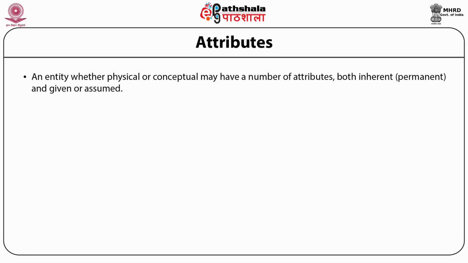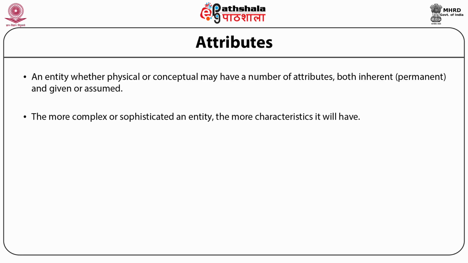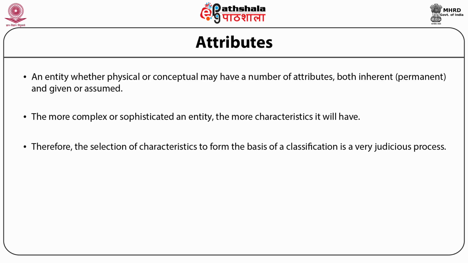Attributes. An entity, whether physical or conceptual, living or dead, a process or an act, may have a number of attributes, both inherent, which are permanent, and given or assumed, which can be changed. The more complex or sophisticated an entity, the more characteristics it will have and more aspects on which it could be further divided. Therefore, the selection of characteristics to form the basis of classification is a very judicious process. You have to think which characteristics should be chosen for dividing a group or an entity.